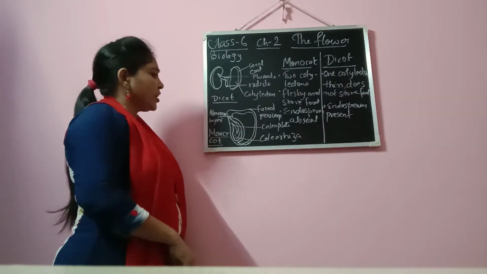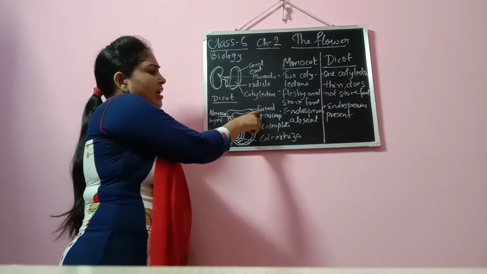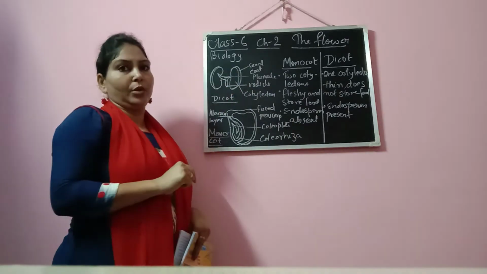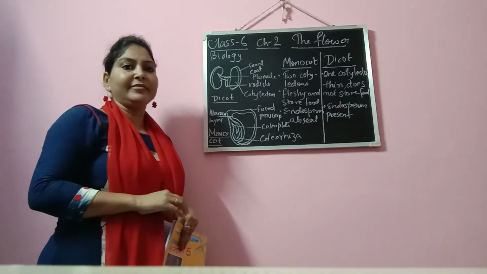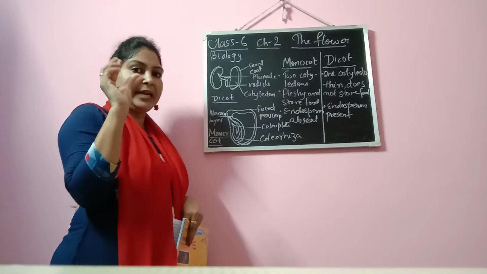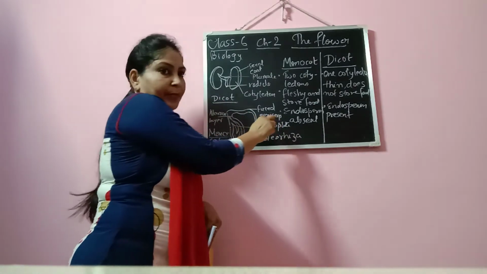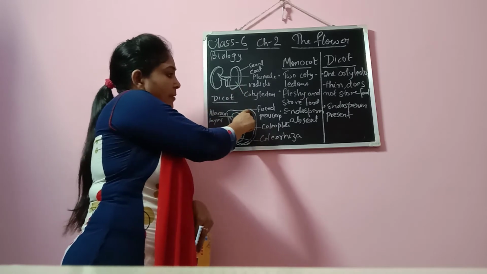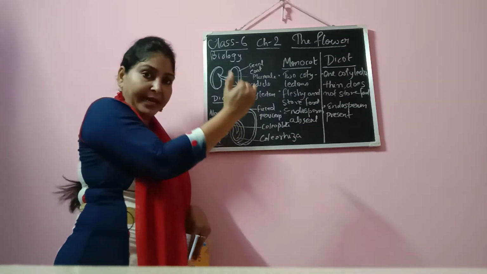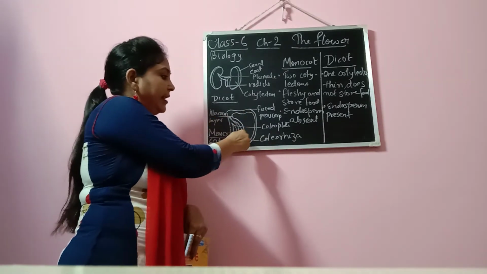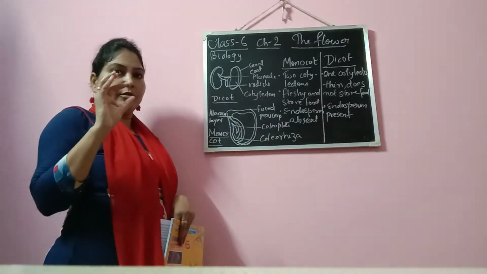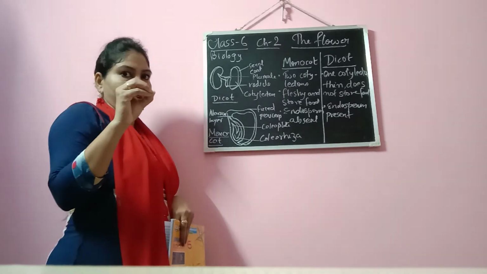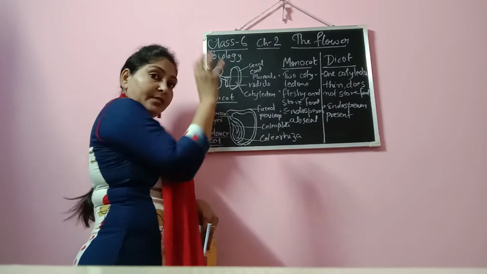Here you can see this outermost layer. Now in this case we don't have a separate seed coat, because the seed coat, that is testa and tegmen, is fused with the pericarp. Then we have the pericarp, and just inside the pericarp there is one more layer. This is the food for the seed.